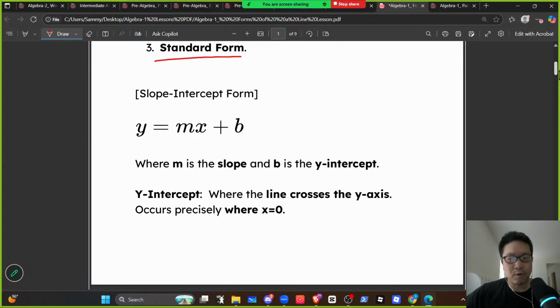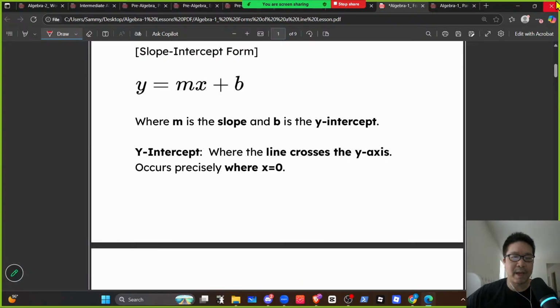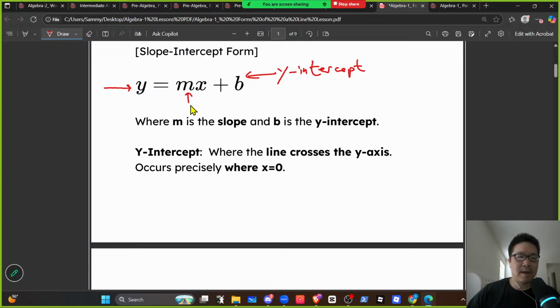So the first form is the slope intercept form, and the general form of the slope intercept form looks like this: y equals mx plus b, where b is the y-intercept, and m is the slope, x is your x value, and y is your y value.